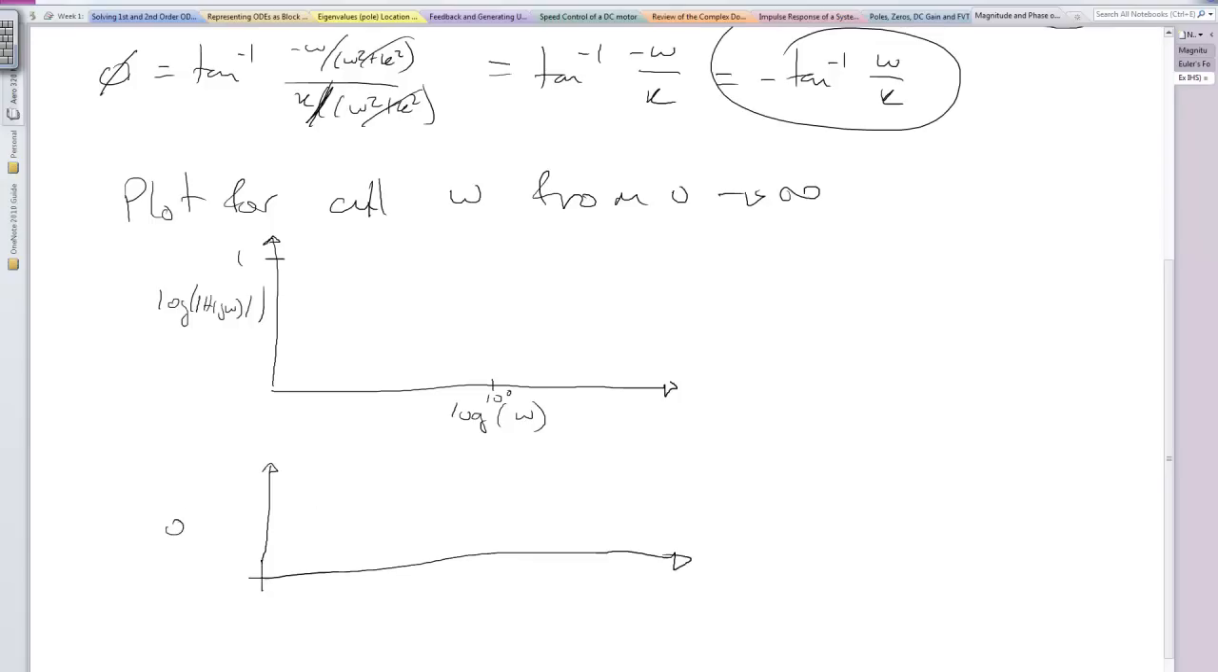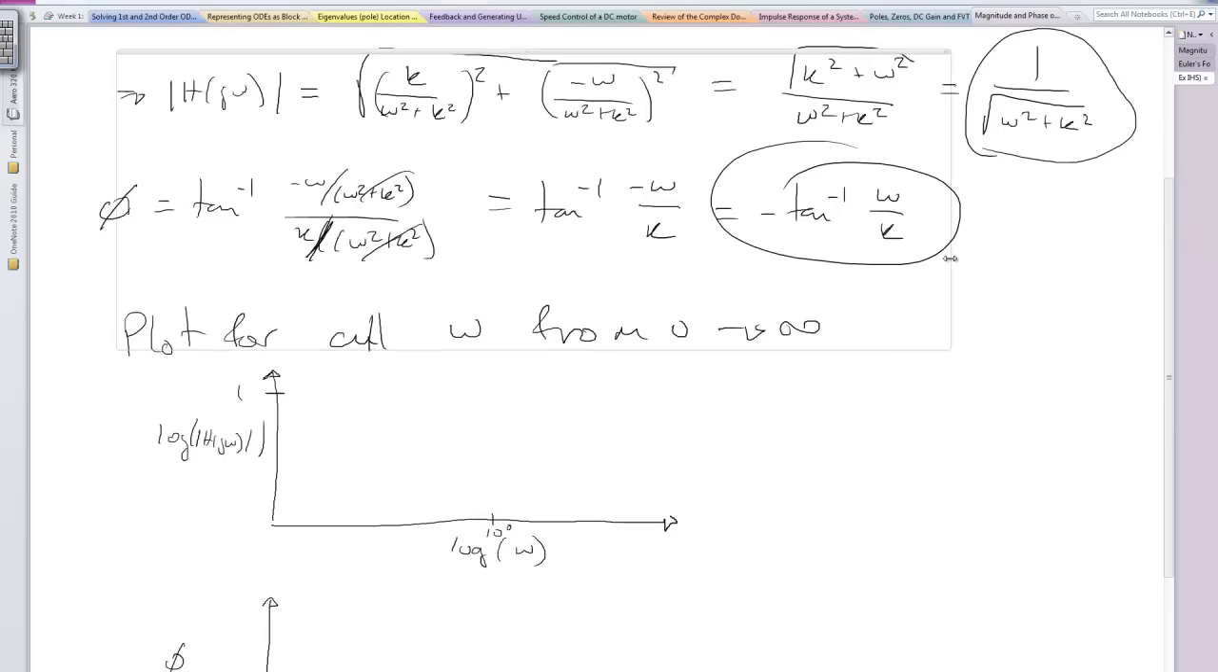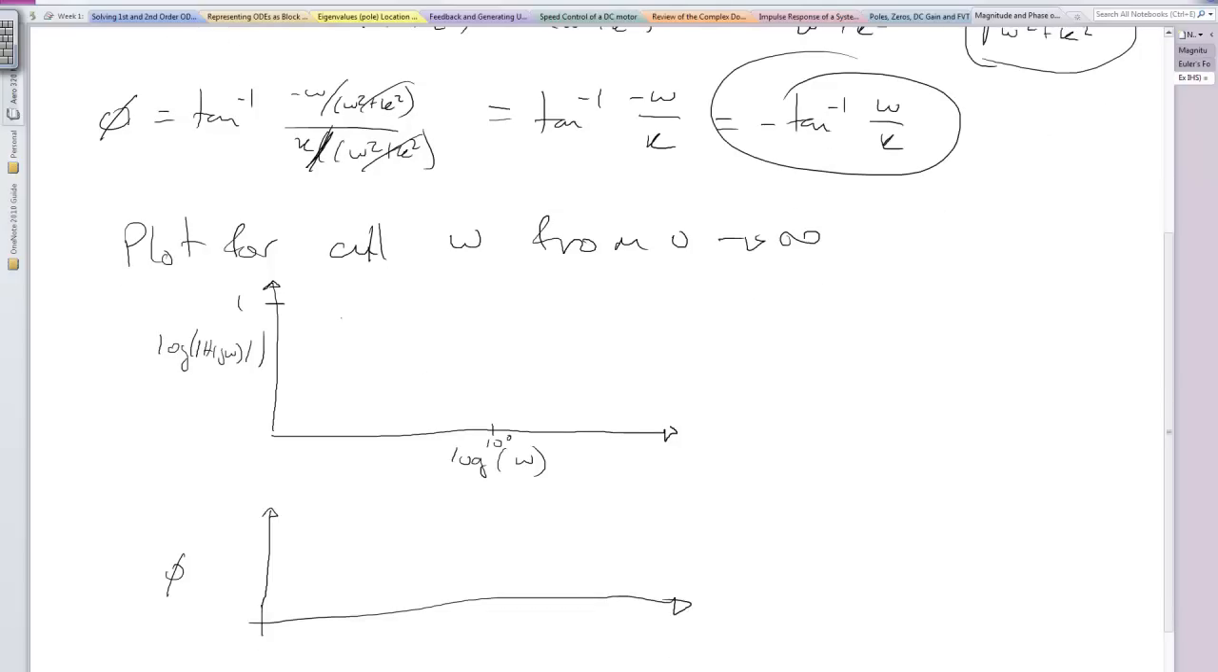And so there's phase. What we would find in this case, notice as the frequency gets larger and larger, when I start at 0, I just get 1 over k, and then as the frequency gets larger and larger, this thing goes off to 0. So when I take logs, it would look something like this.